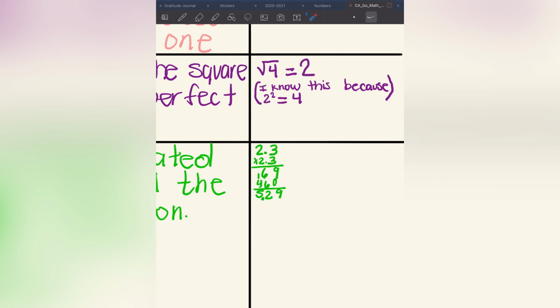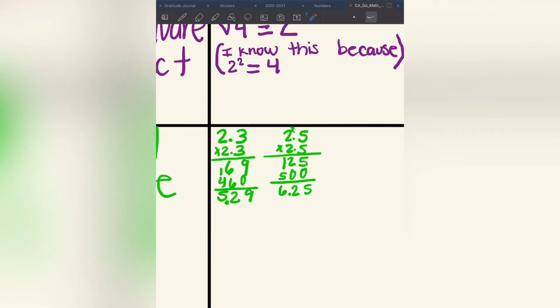Next, I'm going to try 2.5. Okay, 2.5, and square that, which means I have to multiply it by itself. So 2.5 times 2.5, and see if that gets me closer to 6 than 2.3 did. So 2.5 squared gave us 6.25. That went over. And whenever we are finding approximations, we do not want to go over. So 2.5 will not work out. So I have to maybe do 2.4 because it's in between.